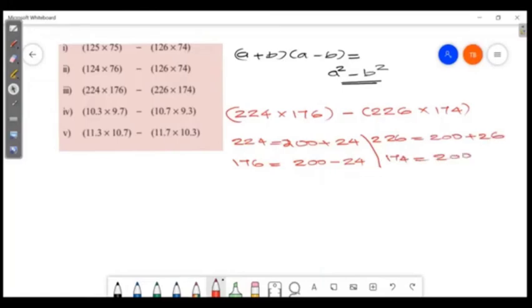Next, 226 is 200 plus 26 and 174 is 200 minus 26. So for the first product, a is 200 and b is 24. For the second product, a is 200 and b is 26. Okay, clear, children?